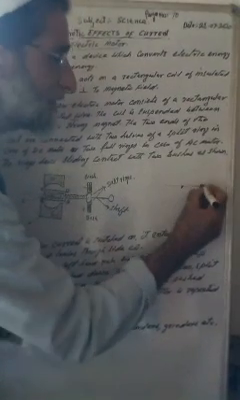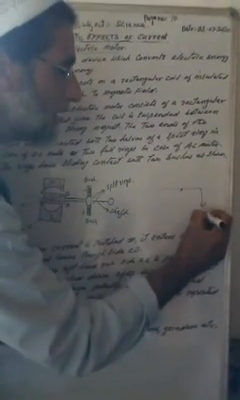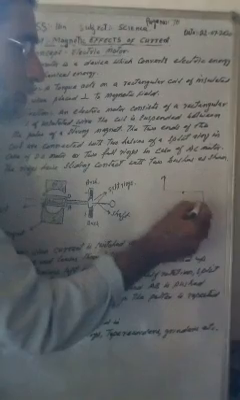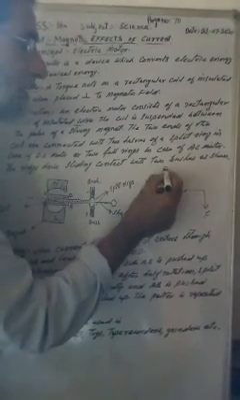Suppose this is the axis. Here one force F acts on this side downwards, another force acts parallel to it but opposite to it on this side. As a result, the body will rotate.